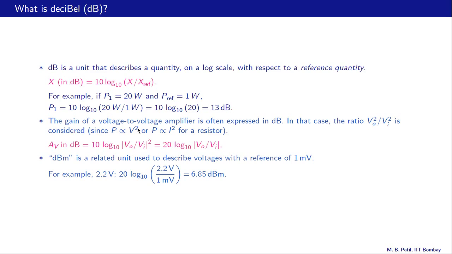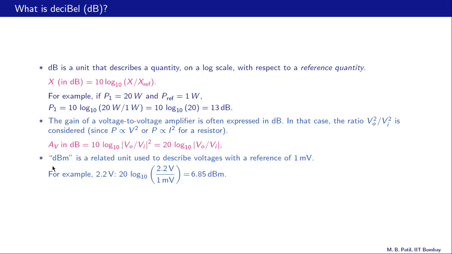Now the gain of a voltage to voltage amplifier is often expressed in dB, and in that case we don't use Vo by Vref, we use Vo squared by Vref squared, and Vref in that case is the input voltage. And why do we use squares? That is because power goes as voltage squared or current squared for a resistor. So voltage gain in dB would be 10 log to the base 10 of (Vo by Vi) squared, that is equal to 20 log to the base 10 of Vo by Vi, and this of course is a magnitude.